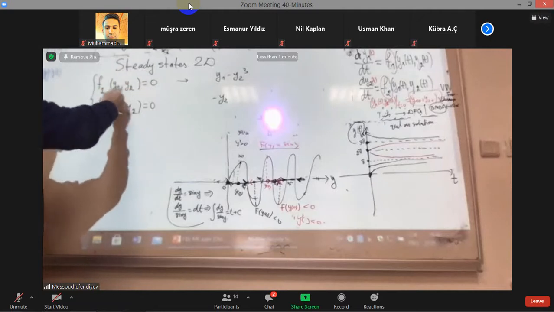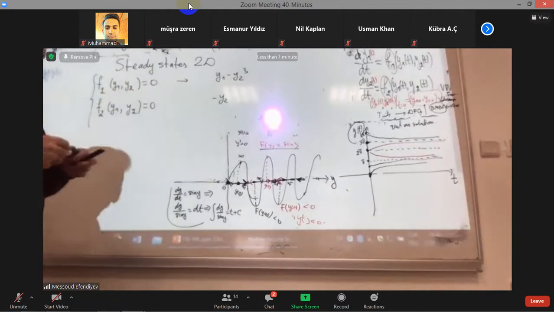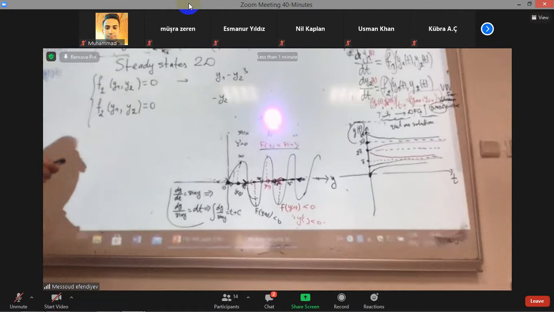You know from the analysis of the first semester or the second semester that if we have the real function f1.